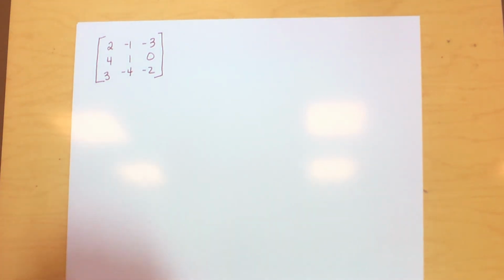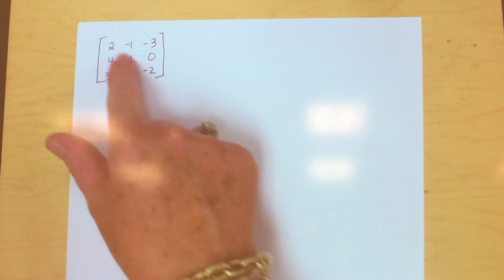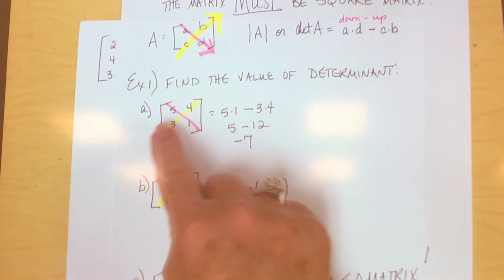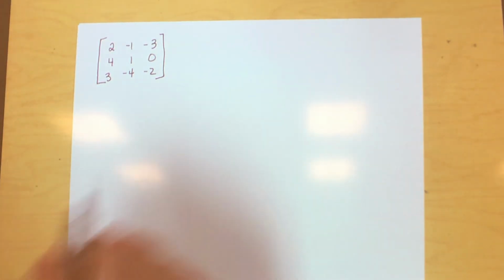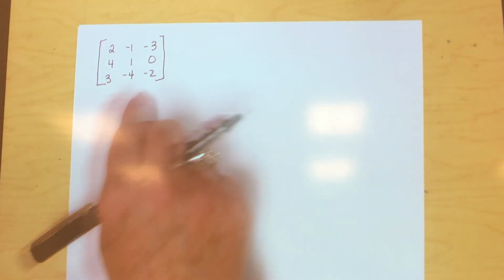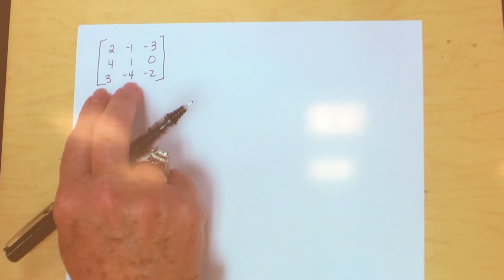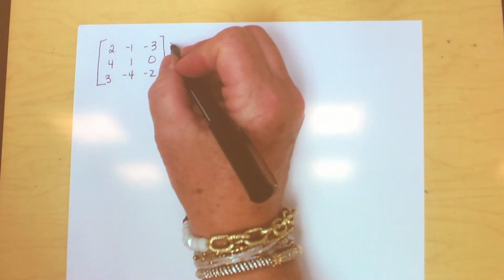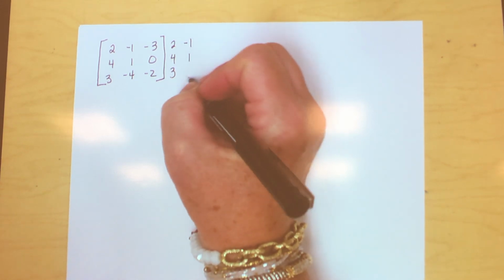Okay, so the first thing that you notice is this is the only diagonal that pulls 3 numbers in. Notice that when we did the 2 by 2, every diagonal had 2 and every number was used. Do you agree? Okay, so now we're kind of losing that. So what we do is we take the first 2 columns and you copy them over outside of here. So 2, 4, 3, and negative 1, 1, negative 4.